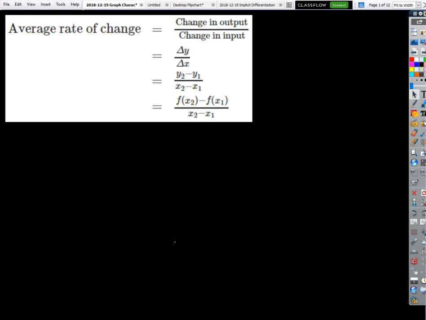I think it's from how somebody. So average rate of change, right? Go ahead and click everything all the way closed.